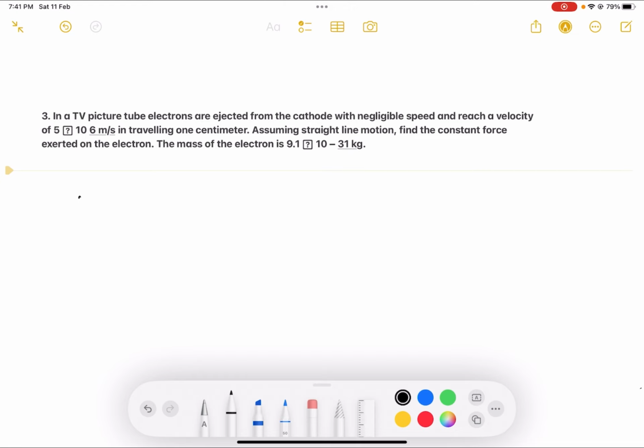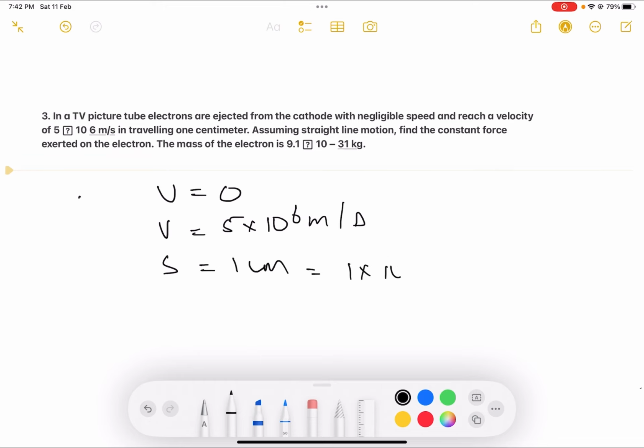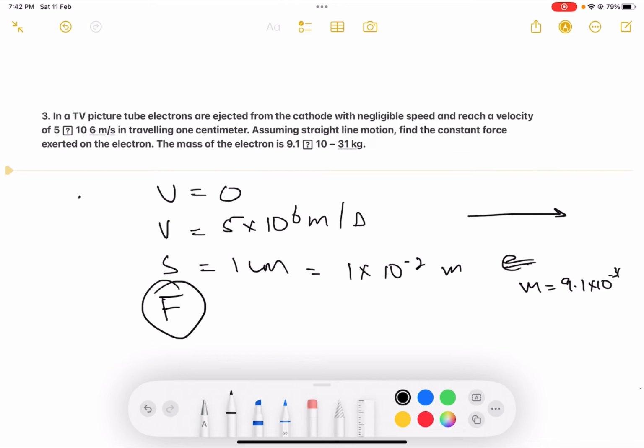Okay, so in this question, we have a TV picture tube where electrons are ejected from the cathode with negligible speed, which means that u is equal to 0, and reach a velocity of 5 into 10 to the power 6 meters per second. In traveling 1 centimeter, so S is equal to 1 centimeter, which is 1 into 10 to the power minus 2 meters. Assuming the motion is straight line motion, find the constant force exerted on the electron if the electron's mass is 9.1 into 10 to the power minus 31 kilograms.